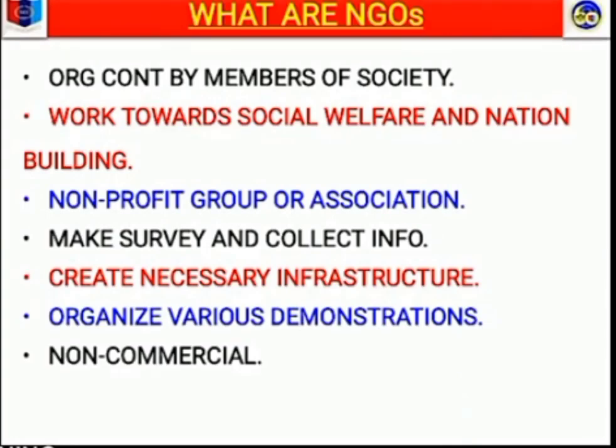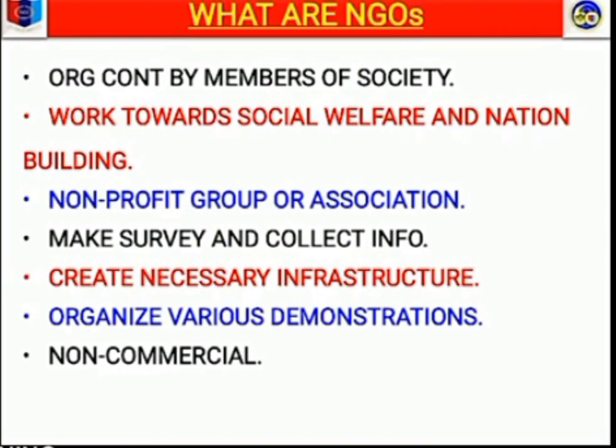These are organizations which are controlled by members of society who form a group or groups and work towards social welfare and nation building. People with common objectives and aspirations together make organizations called non-government organizations and get them registered. An NGO is a non-profit group or association that acts outside of established political structures and pursues matters of interest to its members by lobbying, persuasion, or direct action.